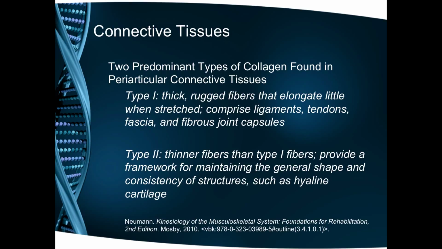Connective tissue is also really important when we consider the musculoskeletal system. And we know that there are two types of collagen in our connective tissues. There's type 1, and those are the thick, rugged ones that really don't move when they're stretched, whereas there's type 2, and they're thinner, and they are better at providing a framework.